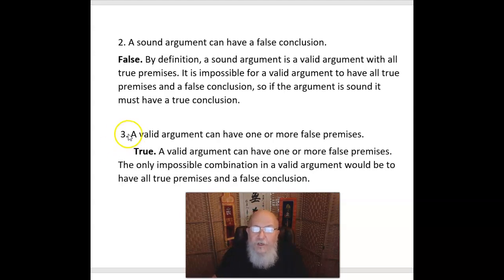Look at number 3. A valid argument can have one or more false premises. That's true. A valid argument can have one or more false premises. Again, the only impossible combination in a valid argument would be to have all true premises and a false conclusion.